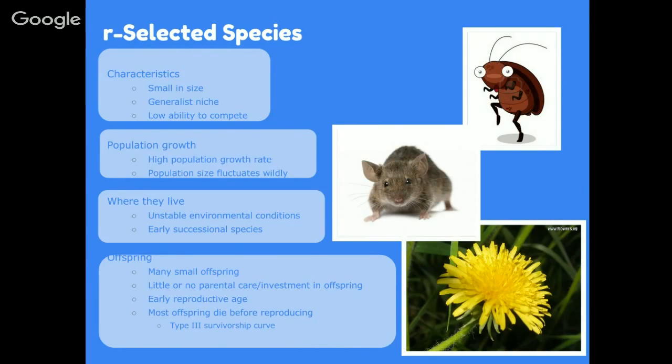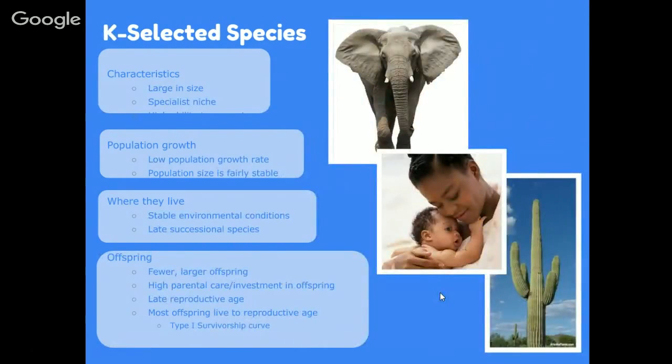So some examples are certain insects like cockroaches, mice, and certain plants like weeds like dandelions. Our K-selected species are different types of organisms. Now, these are generally larger. They're generally specialists, so they respond less well to change. They have a very specialist niche in an environment.